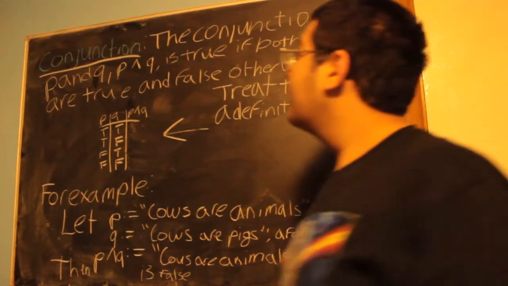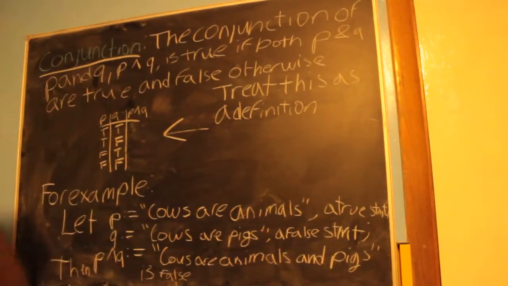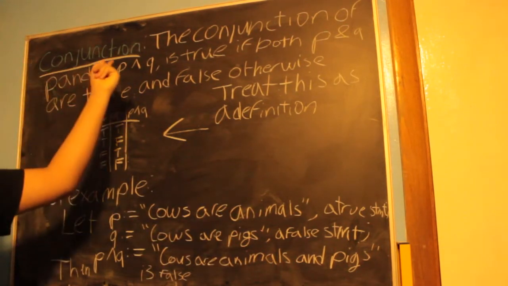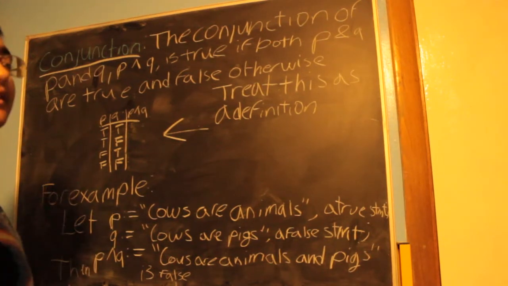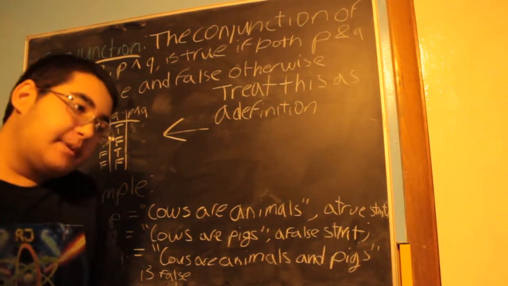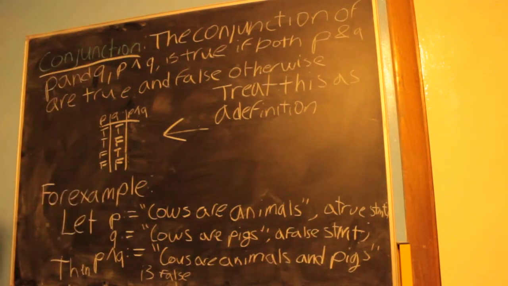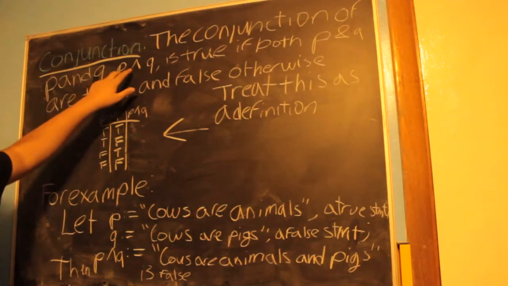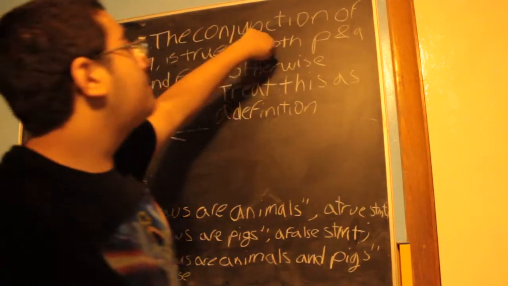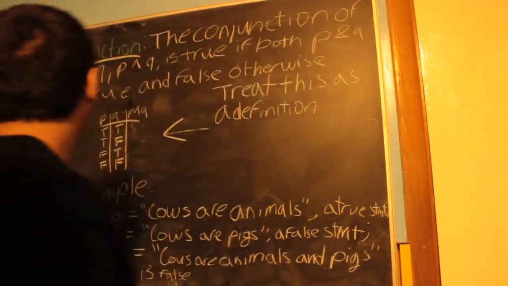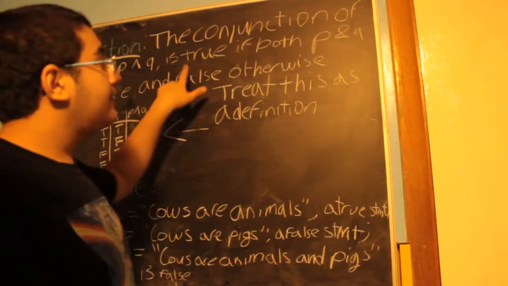Okay, so we've got our first operation on the board, and it's conjunction. This is for our concept of and. So, the conjunction of P and Q, pronounced P and Q, is true if both P and Q are true, and false otherwise.